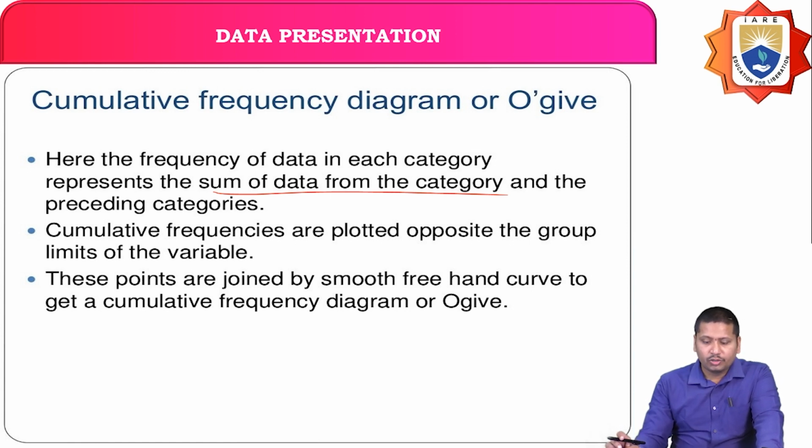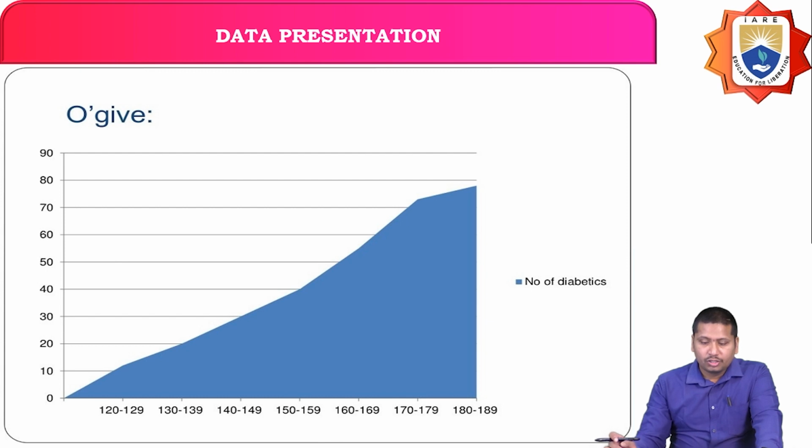So what I am saying is that the frequency of the data in each category represents the sum of the data from that category and the preceding categories. The cumulative frequencies are plotted opposite the group limits of the variable, and these points are joined by a smooth freehand curve to get the cumulative frequency diagram or ogive. This should be the presentation of an ogive.